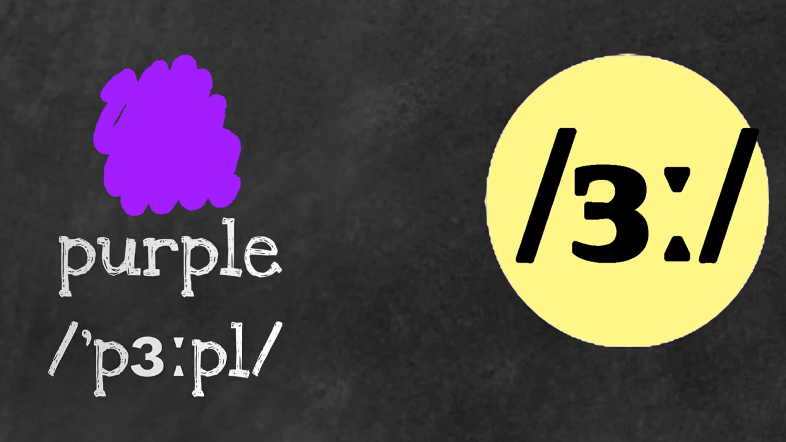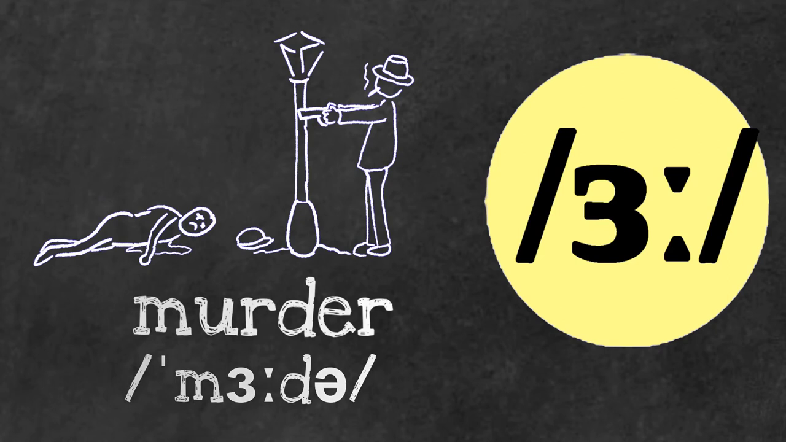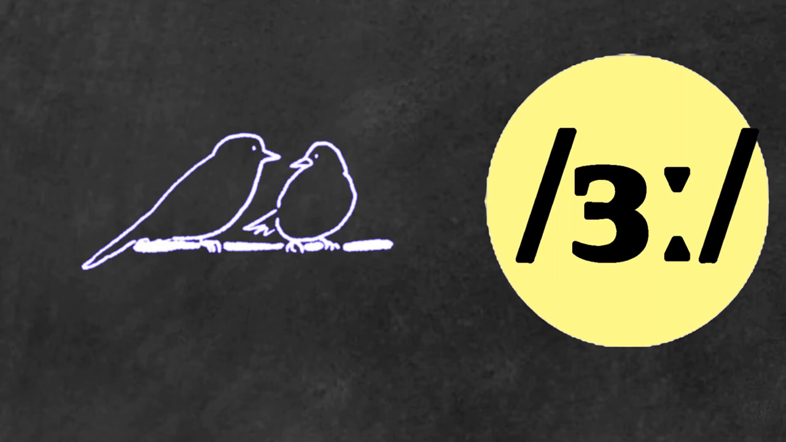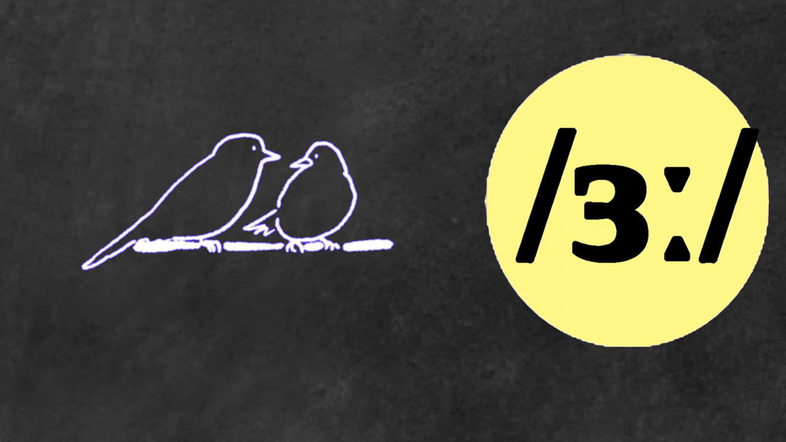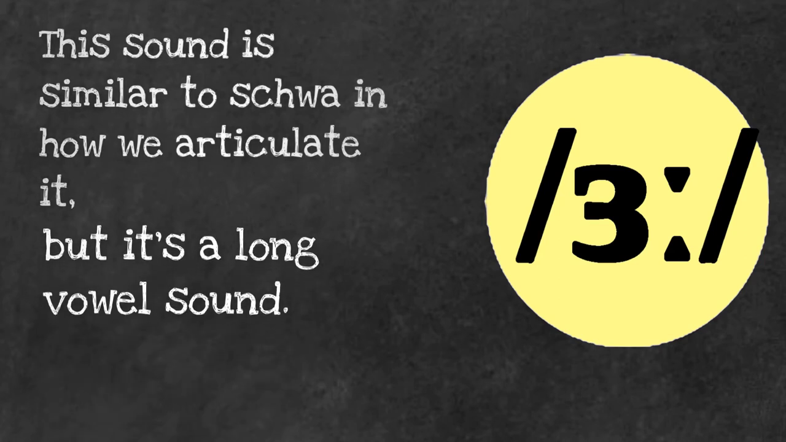Now let's see the next sound. This is a long sound, and this is a symbol that represents this sound. We have this sound in words like purple, murder, and birds. It is very similar to schwa in the pronunciation, but it's a long vowel sound.